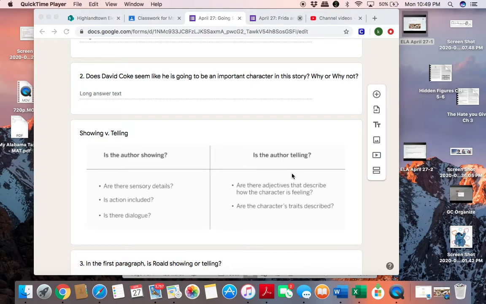Versus when he is telling. Telling would be that he is using adjectives or words to describe that person or thing, or how the character is feeling. So are they happy, sad, angry, mad? Is the person agitated? Are they rude? Those could all be versions of telling. And those are also character traits. So can you trust the character? How does he speak to other people? Things like that, when the author is specifically telling you how to think about that character.